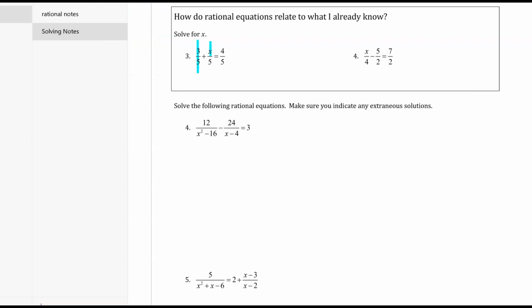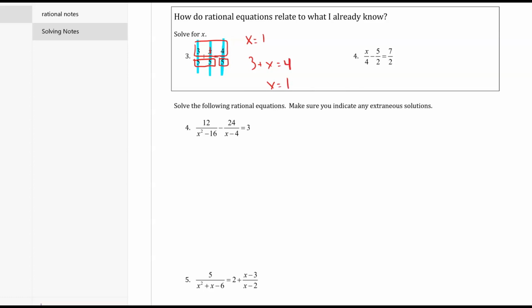3/5 plus how many fifths would give us 4/5? So what would that x have to be so that I get 4/5 when I'm done? And that x would just be a 1. Remember, when you add and subtract fractions, you need a common denominator, and that common denominator just goes along for the ride. What we're actually doing is all the math in the numerators. So what I'm really asking myself is, since I have this common denominator, 3 plus how much gives me 4, and I can see that that is 1.